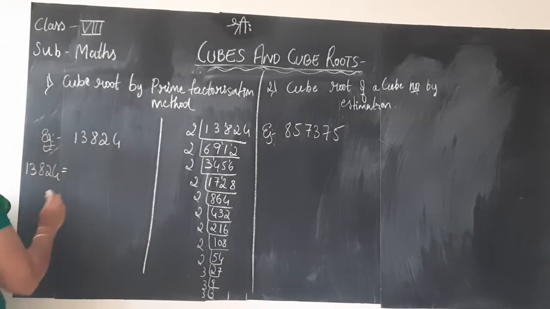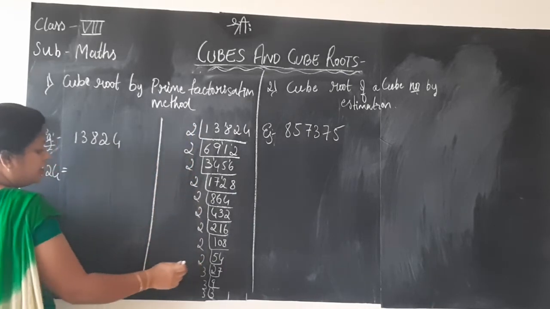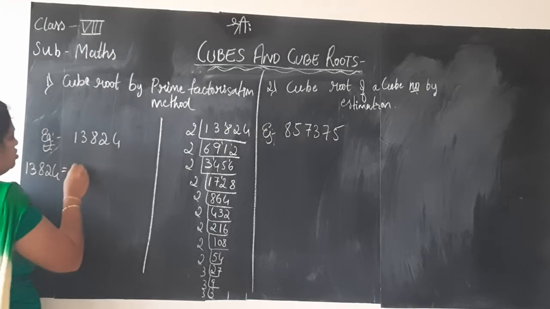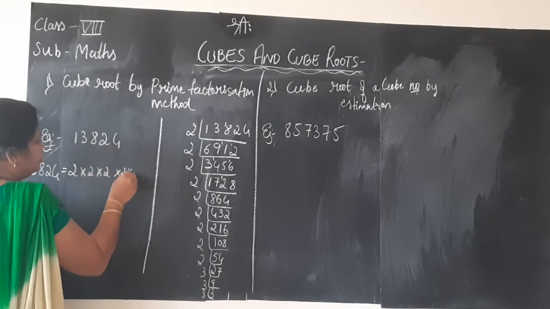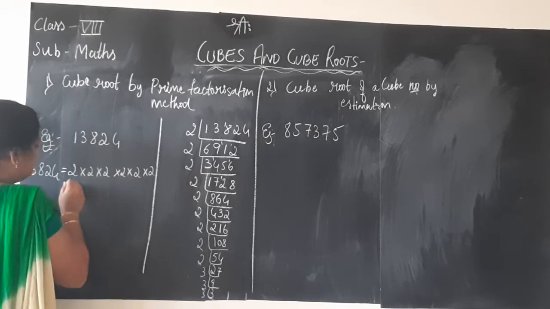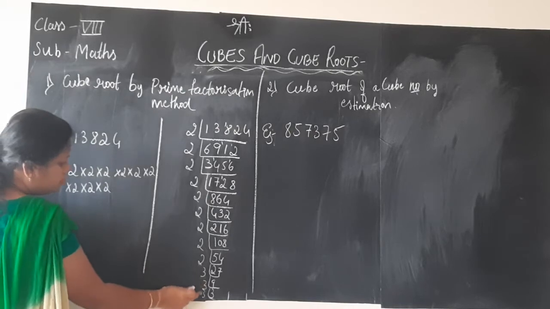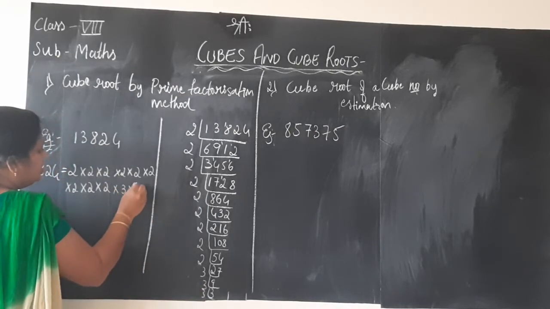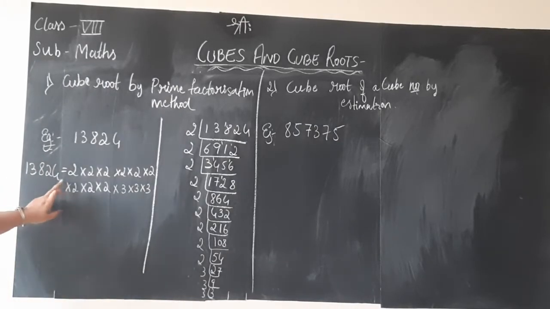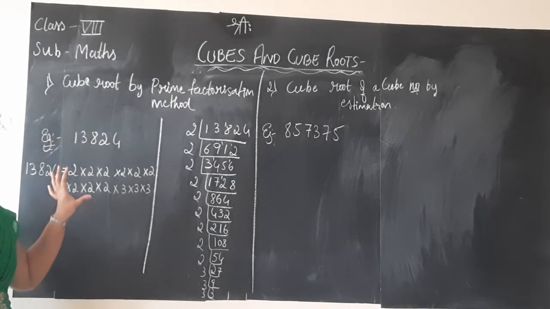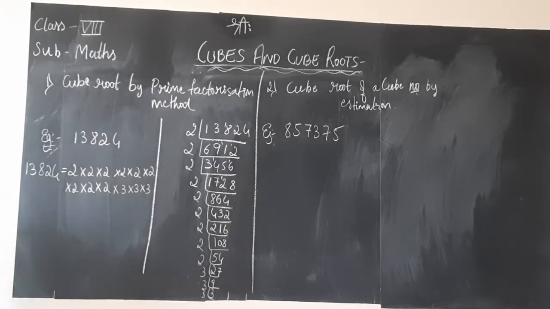So I got 13824 is equal to, how many times 2? 1, 2, 3, 4, 5, 6, 7, 8, 9. 9 times 2 I got, and 3 times 3 I got. So 13824 is the number we get by multiplying 2 nine times and 3 three times. Look how such a big number it is, isn't it, children?